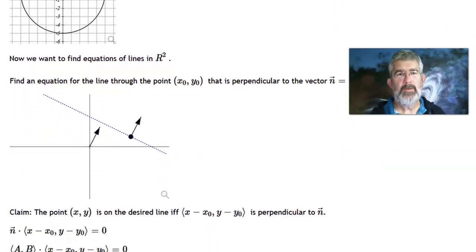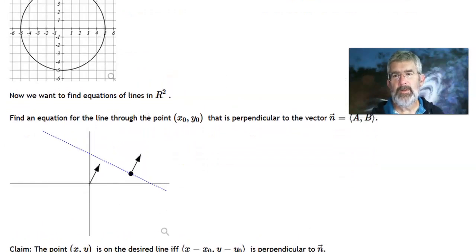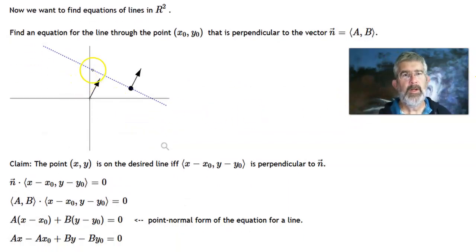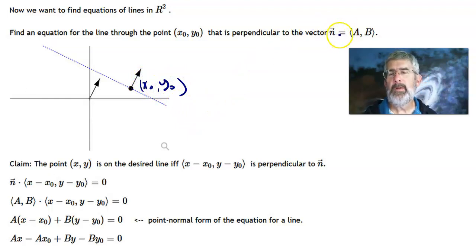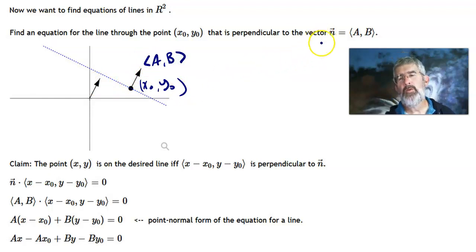Okay, so here's what we're going to do. It's going to be a little bit different starting point than what we've done before. So I want to start with a point, x0, y0. That's this black dot here. And I have what I'm going to call a normal vector, and that's the vector AB. That's this vector right here. And I've also drawn it translated over to here. That's the vector AB.